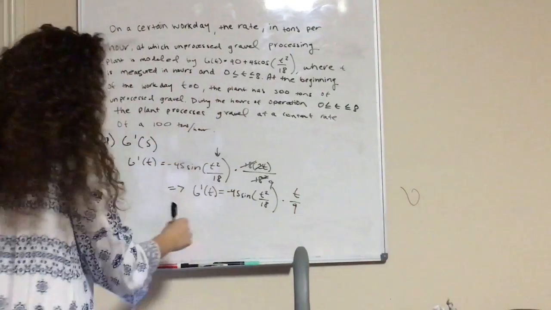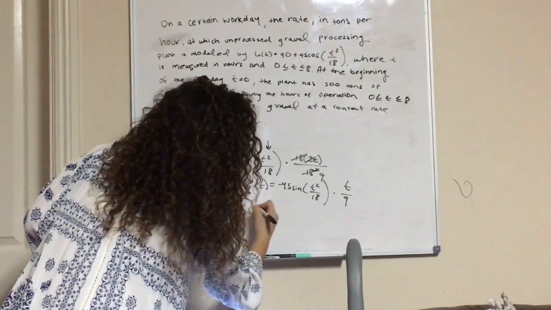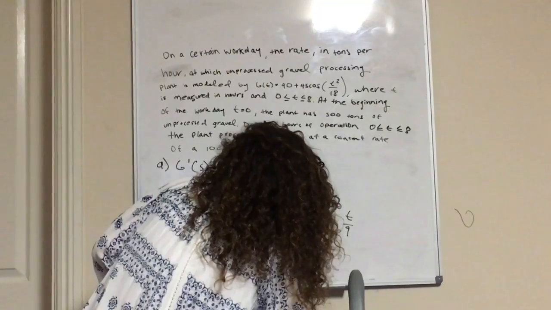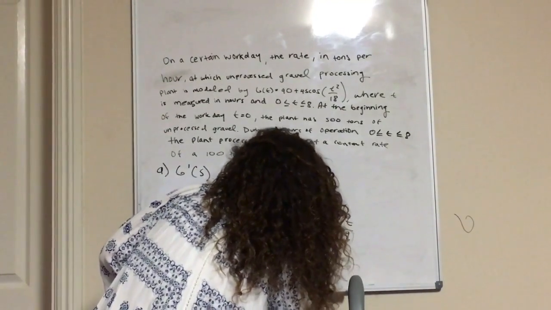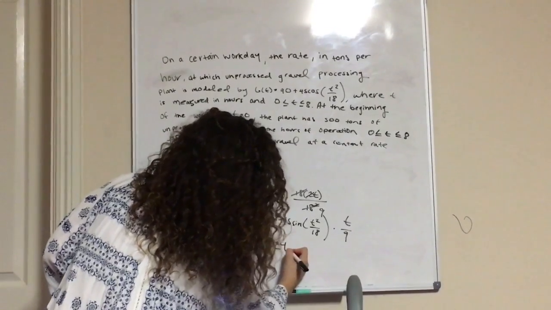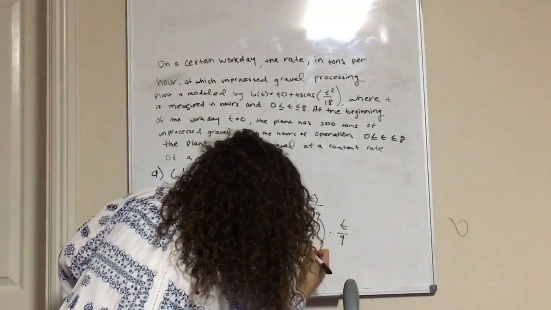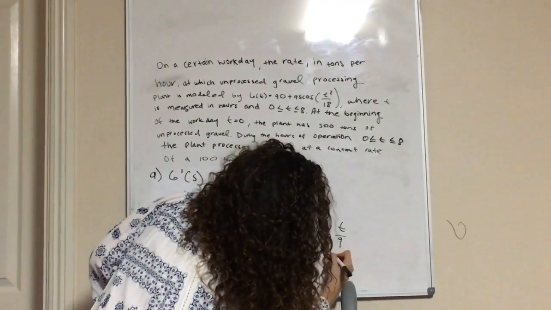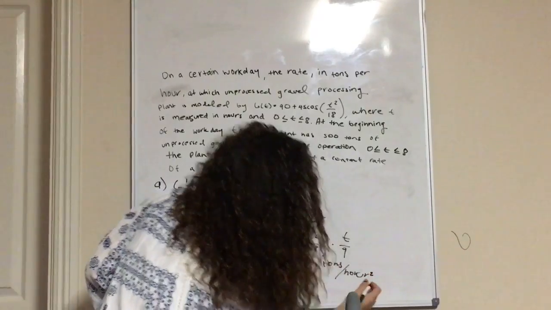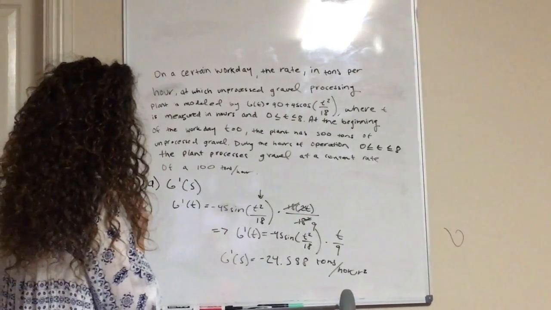You plug in 5 to this because we're finding G prime of 5, and you put it into your calculator and you get negative 24.588 tons per hour squared. And yeah, you can just plug it into your calculator and it's going to work.